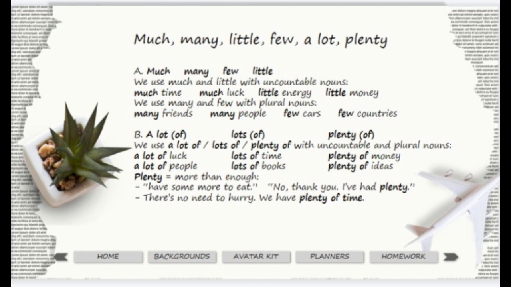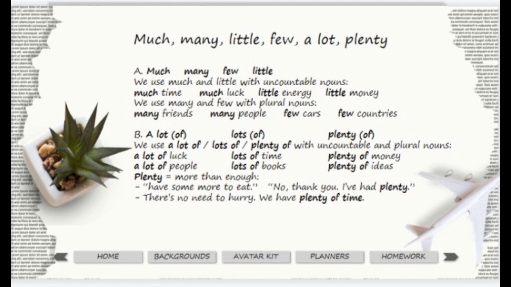The next is much, many, little, few, a lot, and plenty. A. Much, many, few, and little. We use much and little with uncountable nouns. For example, much time, much luck, little energy, little money. We use many and few with plural nouns. For example, many friends, many people, few cars, and few countries.